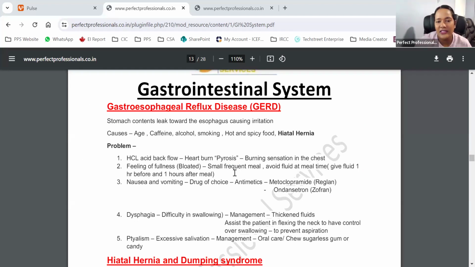Okay, so this is GERD. Whatever stomach content is there will come upward, and the patient will have all the problems like irritation, burning sensation, nausea, vomiting, fullness, bloating. Patient will have heartburn because of that hydrochloric acid. Management: the patient will not be able to swallow because it's irritating, and there will be inflammation due to the HCl irritation. So we have to thicken the fluid and ask them to flex the neck and swallow.